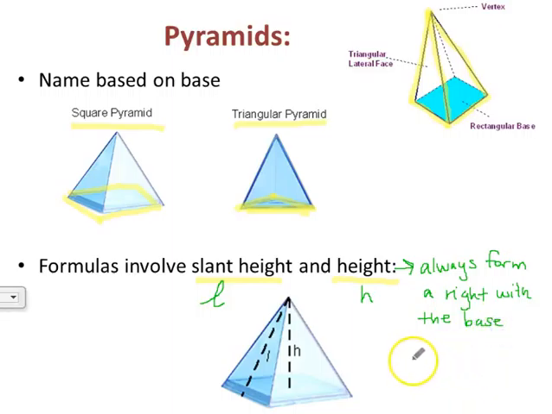So that is what the height is. Make sure you write this down in your notebook right now so that you know the difference between the H and the L and what a slant length is. A slant length is the distance measured along the lateral face from the base to the vertex. So that's what a lateral face is.